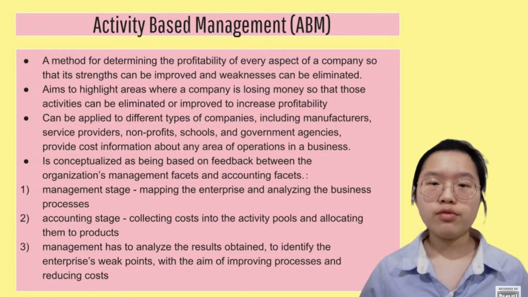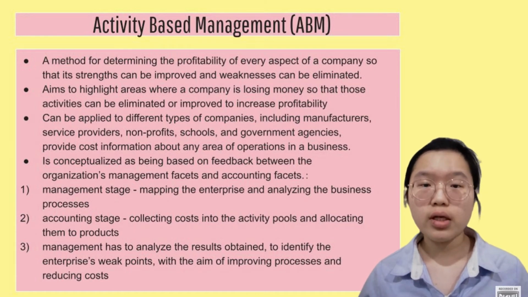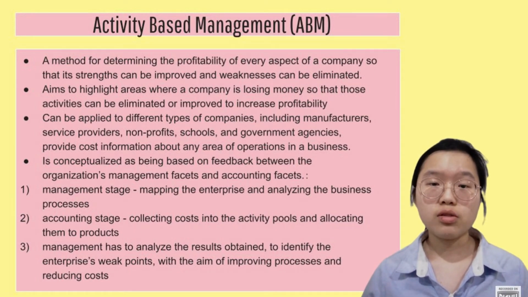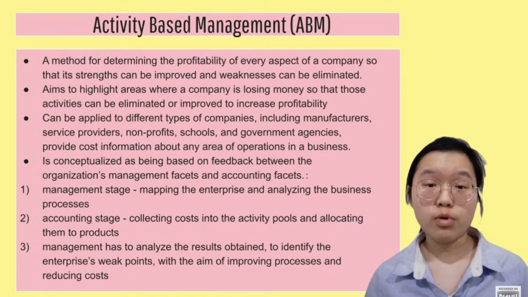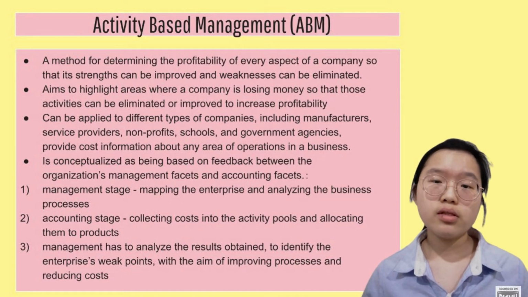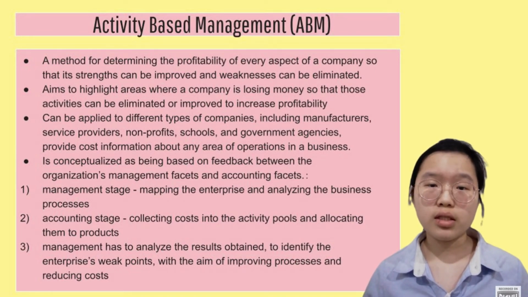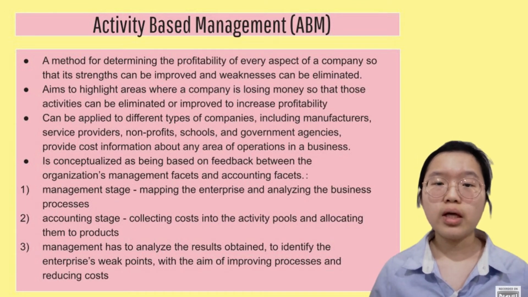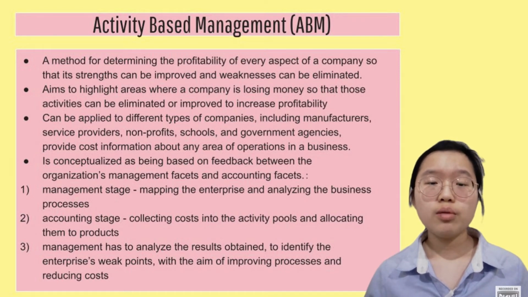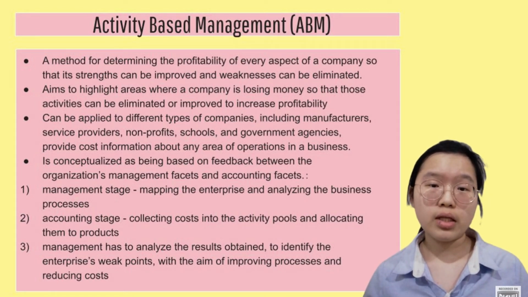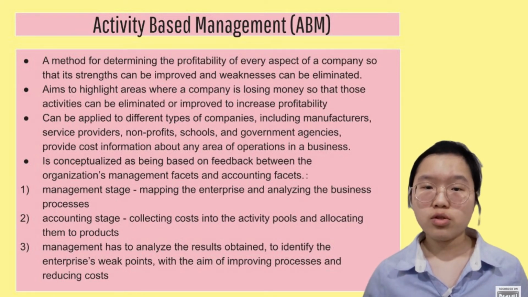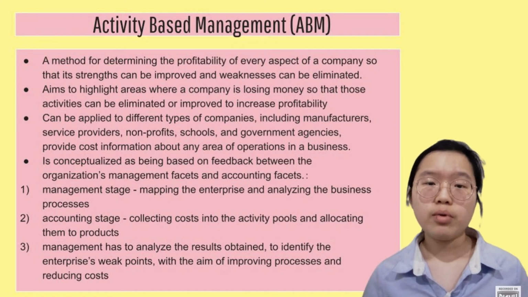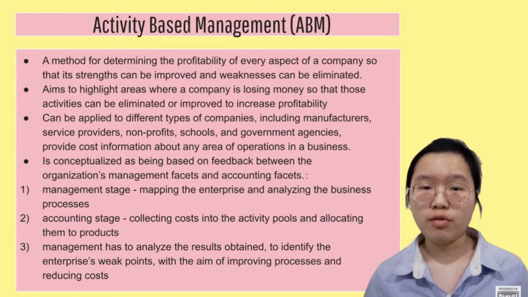ABM, which was first developed in the 19th century, aims to highlight areas where a company is losing money so that those activities can be eliminated or improved to increase profitability. ABM examines the cost of employees, equipment, facilities, distribution, overhead, and other factors in a business to determine and allocate activity costs. Activity-based management can be applied to different types of companies, including manufacturers, service providers, non-profits, schools, and government agencies. ABM can provide cost information about any area of operation in a business.